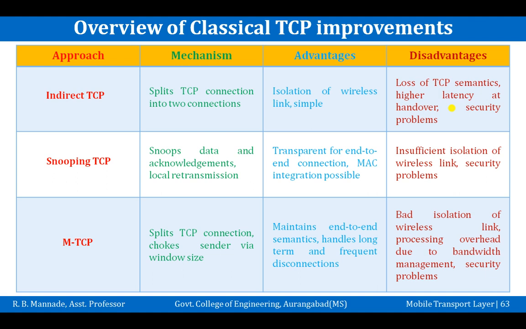It means in this MTCP, the supervisory host doesn't perform any packet buffering or any acknowledgement snooping. That's why this MTCP requires some additional hardware that is called the bandwidth manager, and hence the processing overhead is increased in the MTCP. Again, it has some security problems as well.